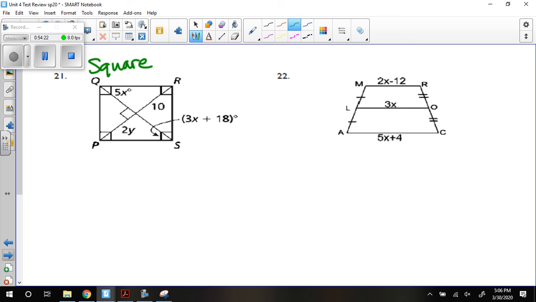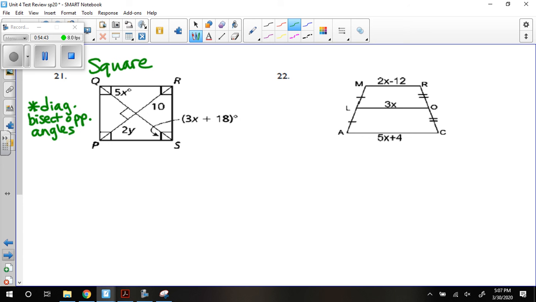So first of all, our diagonals are kind of what's important here because they're drawn in the picture. The diagonals bisect opposite angles.